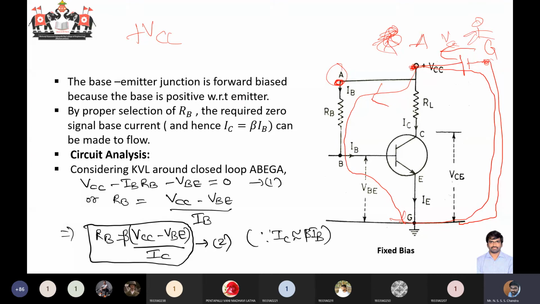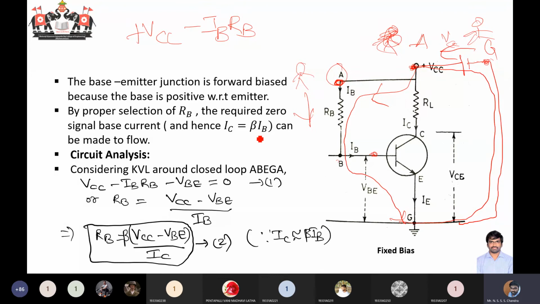From A, I have to move towards the point B. The current in the resistor RB is downward, and as an observer I am also moving in the same direction. So will it be a drop in voltage or a rise in voltage when the current and observer are both in the same direction? Please respond whether you should write a drop in voltage or a rise in voltage. Drop in voltage, minus IR, so it is minus IB RB.